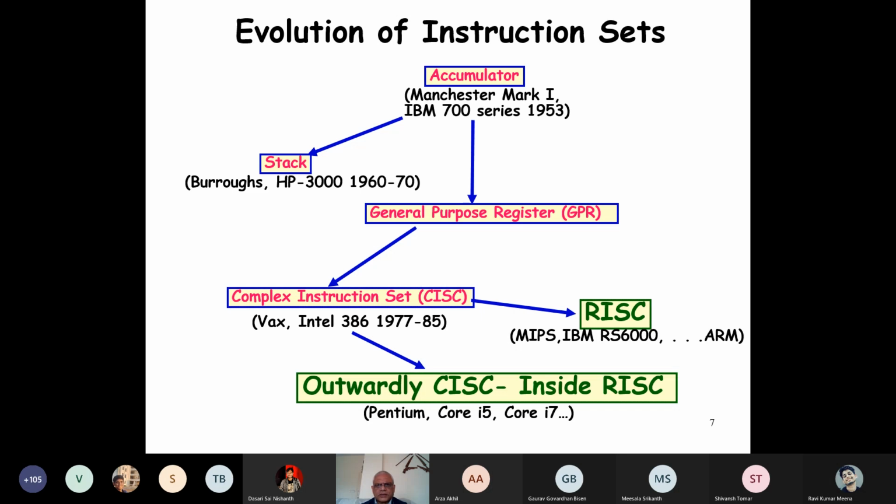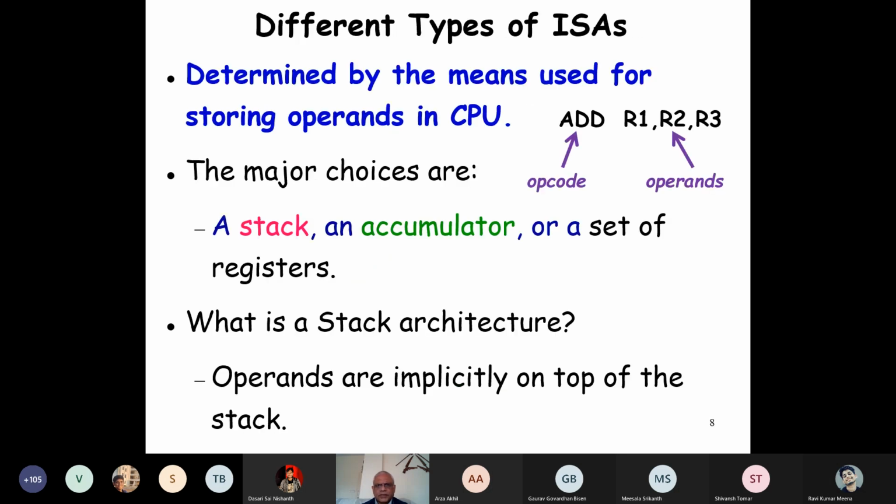But let's look at the instruction sets. The different types of instruction sets, we will see that there are about 3 or 4. We have already seen that there are 3-4 different types of instruction set architectures. And the main difference is how they store the operands before they can be processed. If you look at an instruction, an assembly instruction, there will be an opcode.